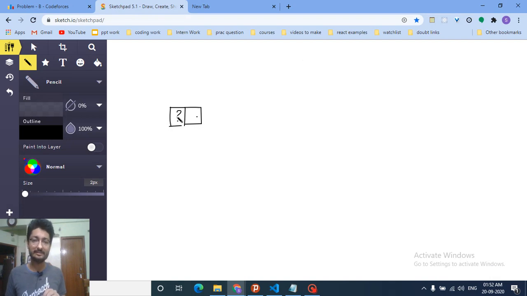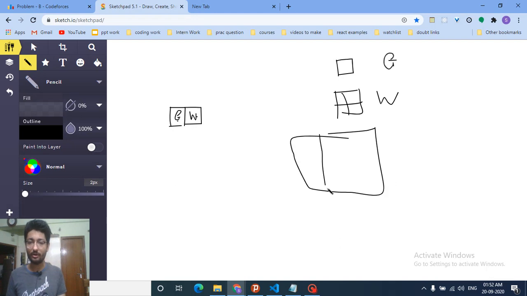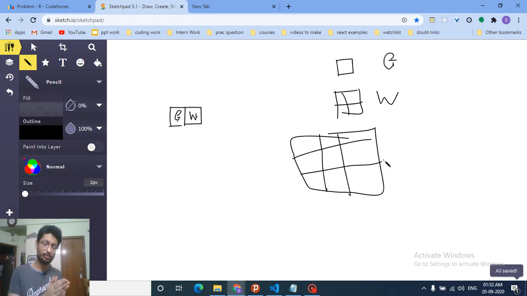You cannot color this as green and this as white, because they are different colors. There is also a constraint that all 1 cross 1 squares should be colored the same, say green, all 2 cross 2 squares should be colored the same, let's assume white, and all 3 cross 3 squares should be colored the same. So you cannot do it like this. You have to paint this as green and green, but this cannot be colored.